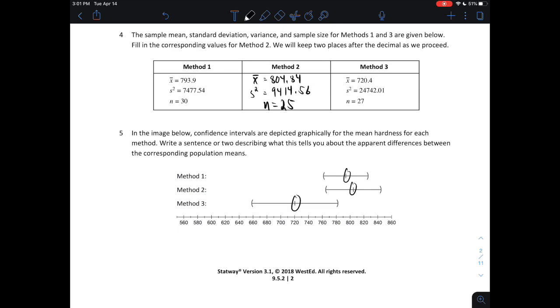We can also verify that with the data in the table above. But also we can see that the confidence interval for method 3 is much lower than that for method 1 and method 2. So we could see that the mean hardness for method 3 seems to be less than the mean hardness for the other 2 methods. And of course, this is all just based off of this data, but we can at least say that.